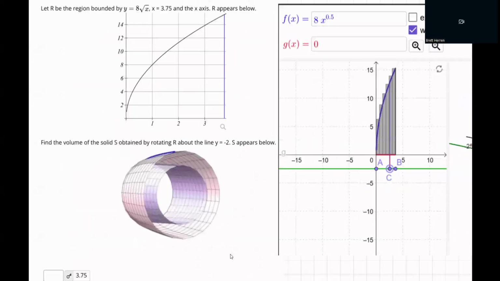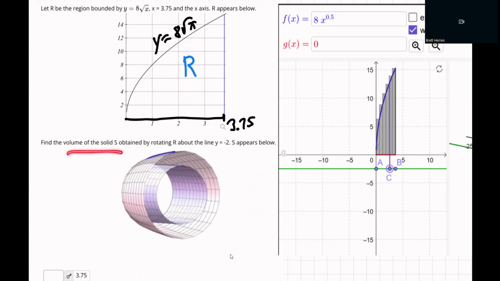Let R be the region bounded by y equals 8 root x, x equals 3.75, and the x-axis. R appears below. So it's this region right here. This is R, because this is the equation y equals 8 root x, and this is stopping at 3.75. And of course, here we have the x-axis. So there's our region, this region right here.